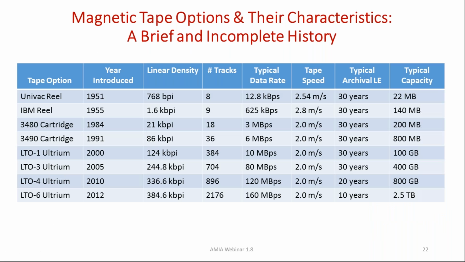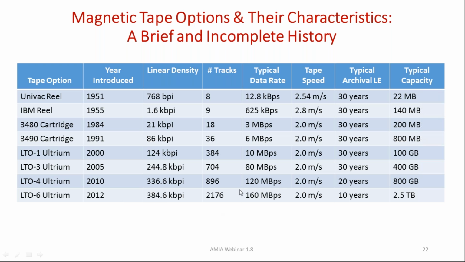Okay. So here's a summary of half-inch tape over the last several years. Started with the Univac reel in 1951, the IBM reel in 1955, and then the 3480 cartridge, as I mentioned, in 1984, 3490, and later the 3590, that was in 1991, and then the LTO series, starting with the LTO 1 in 2000. And I skipped some in here because I didn't want to be exhaustive, but just representative. And you can see the various years in which these have been introduced.